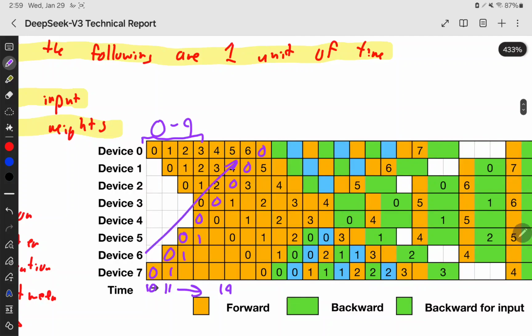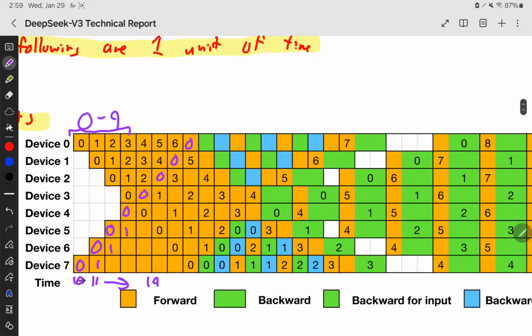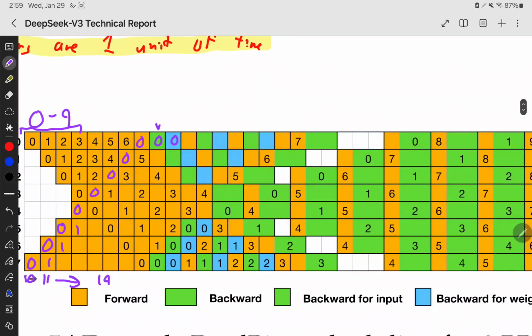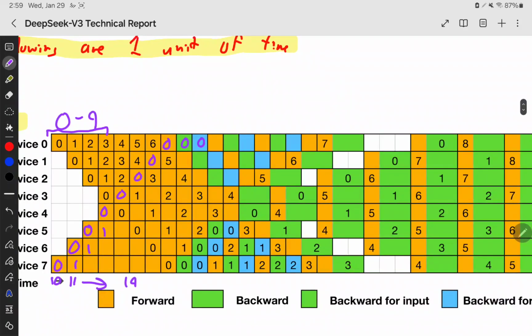So we send batch 0 through, and what we're going to do is an easy backward pass. So we're going to do backward pass for the weights in this time step, and then we're going to do backward pass of the input, and then we're going to do backward pass of the weights. So remember, every single one of these is a single time step. So this does forward pass, backward pass of the input, backward pass of the weight.